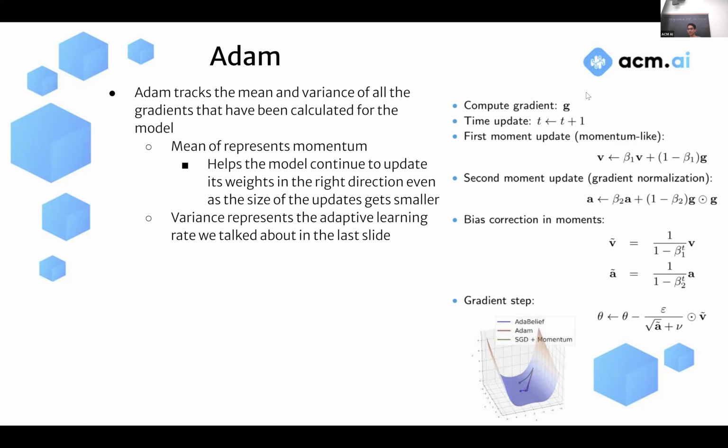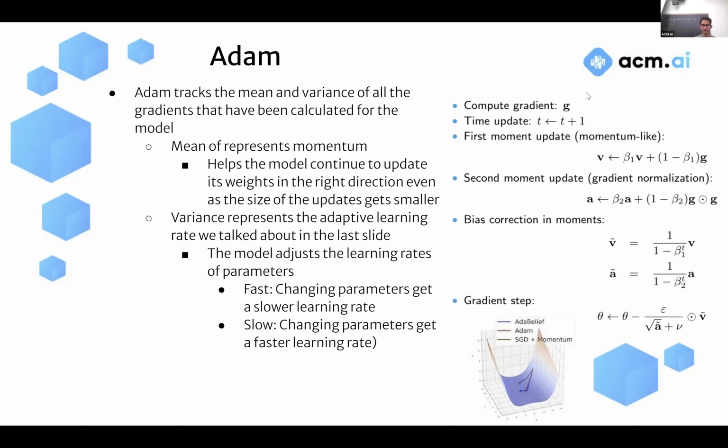The variance of the gradients, on the other hand, represents the adaptive learning rate that we talked about in the last slide. So here, the variance of the gradient tells you how much the gradient has been changing. I guess the variance tells you the range by which you can expect the gradient to change on average from round to round. So the idea is that if the parameters have been changing very rapidly, then you make the learning rate lower. If the parameters have been changing very slowly in previous rounds, meaning that the variance is lower, then you're going to get a faster learning rate.